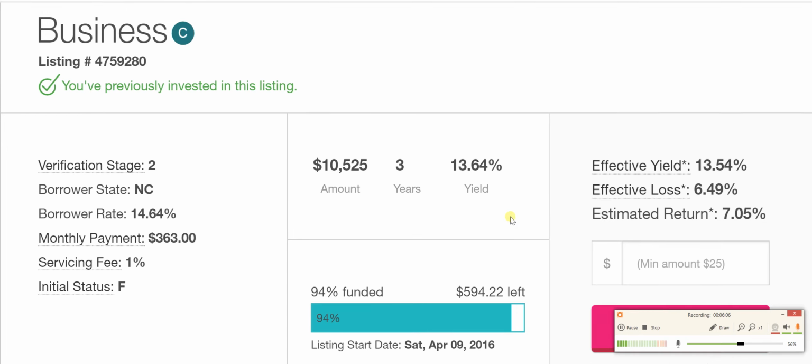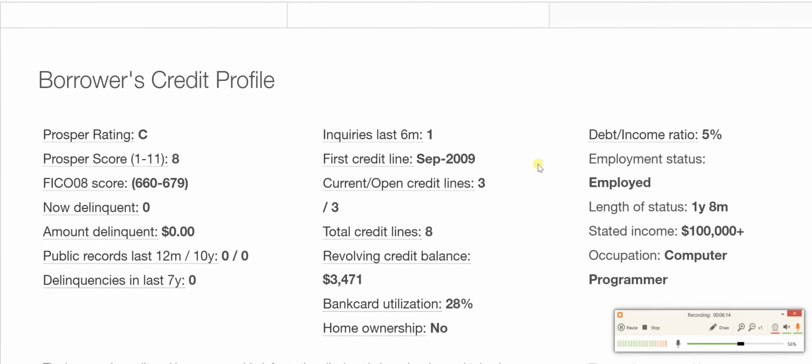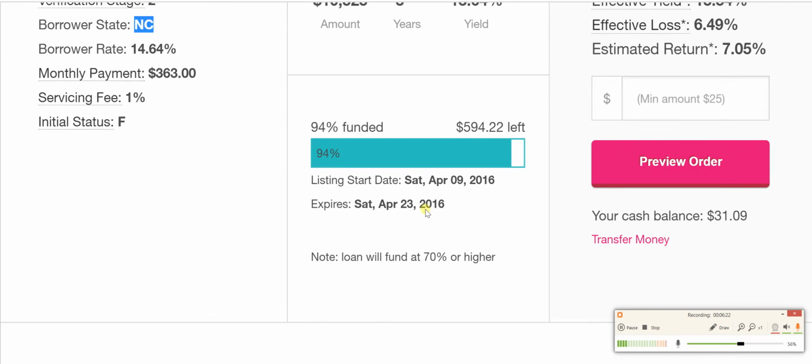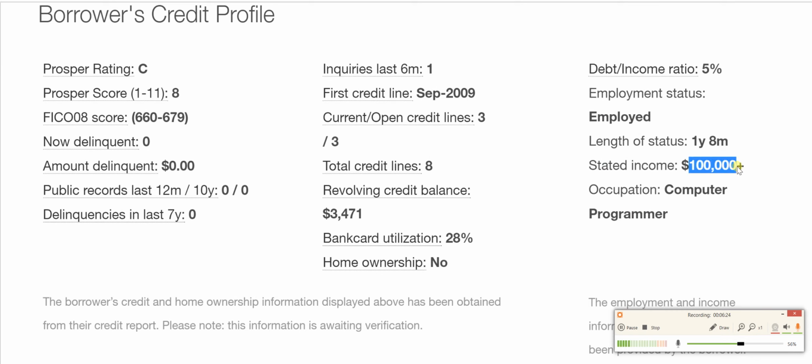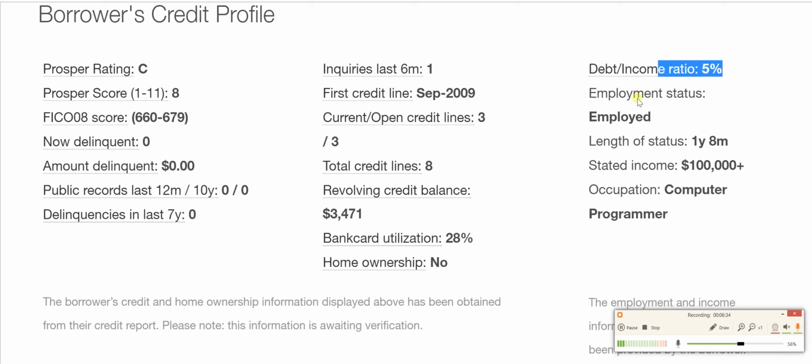13% is a higher yield. And this is still on day 13, which is another good sign. If people think this is a good note, other investors will invest. And when I look over here, I see that this person's been working for a year, 8 months in the state of North Carolina, making $100,000. So it's possible that this is some kind of startup, which happen in the North Carolina area, claiming a computer programmer with a low debt income ratio.